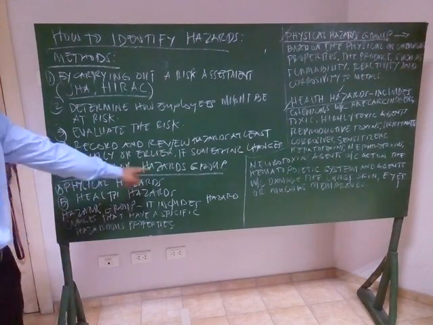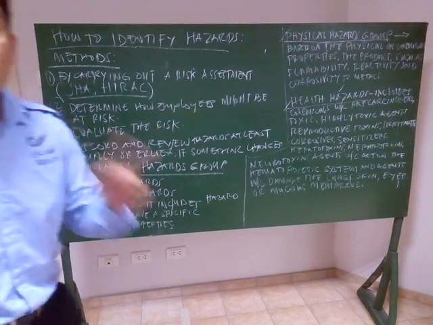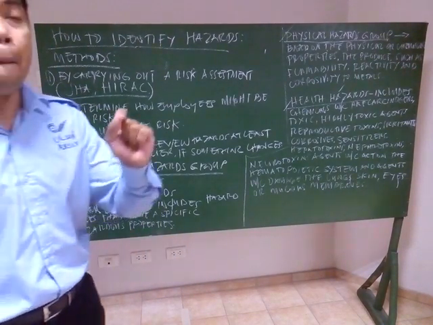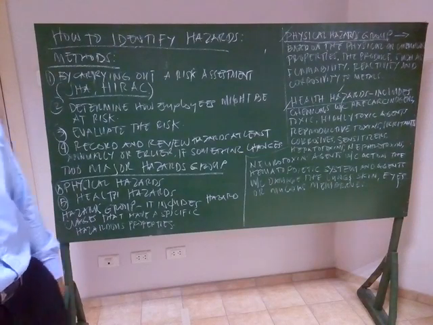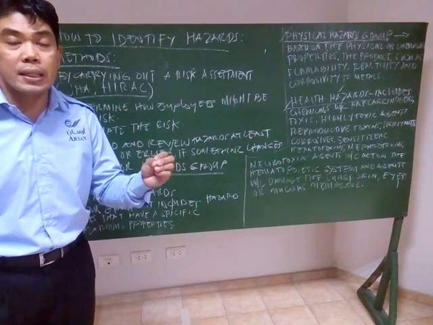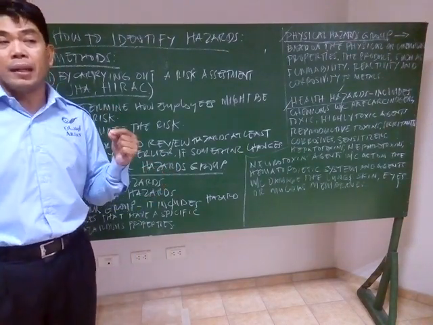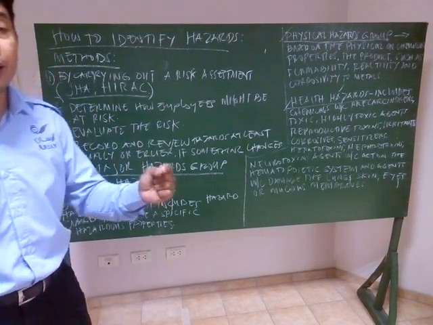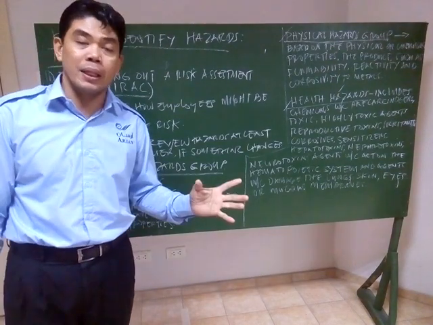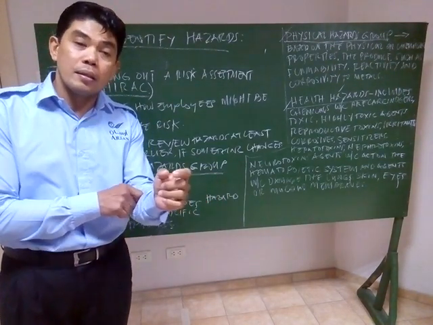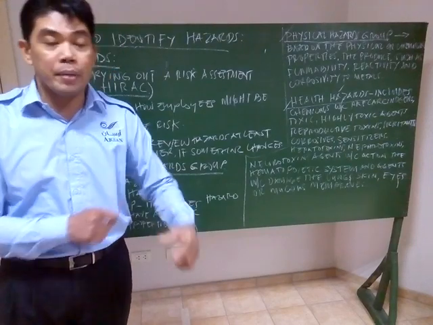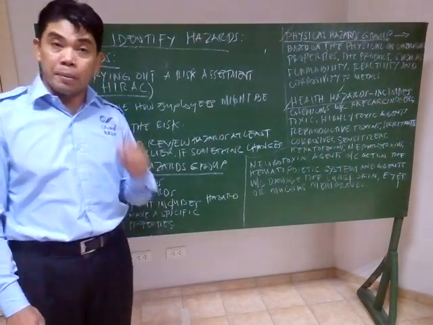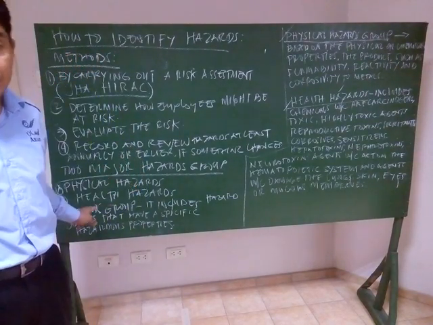What is this hazard group? A hazard group includes hazard classes that have specific hazard properties. Let's say, for example, highly toxic chemicals, whose hazard properties can affect human health or the physical body of a human being: skin burn, damage to our lungs, eye irritants, etc. So those are the properties of the hazard classes.